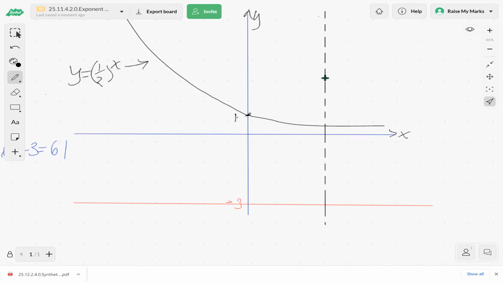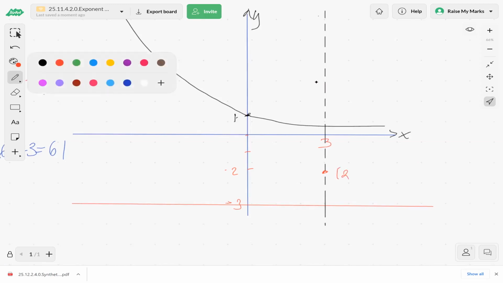This means our y-intercept point, 1, has moved down 3 units and to the right 3 units. So it's going to lie on the line x equals 3. Our original y-intercept has now moved to the point (3, -2). That's good to know.